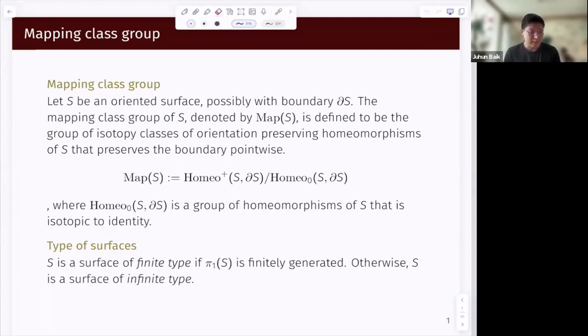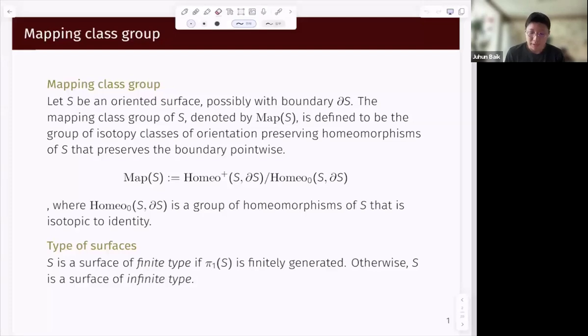The mapping class group: you have an oriented surface, a two-dimensional surface which is oriented, and possibly with boundary. The mapping class group of S is denoted by Map(S). The reason why I didn't use Mod(S) or MCG(S) is that for the finite type case it is the same as the modular group, but if you go to infinite type surfaces, then it is usually not. So that's why I use this notation.